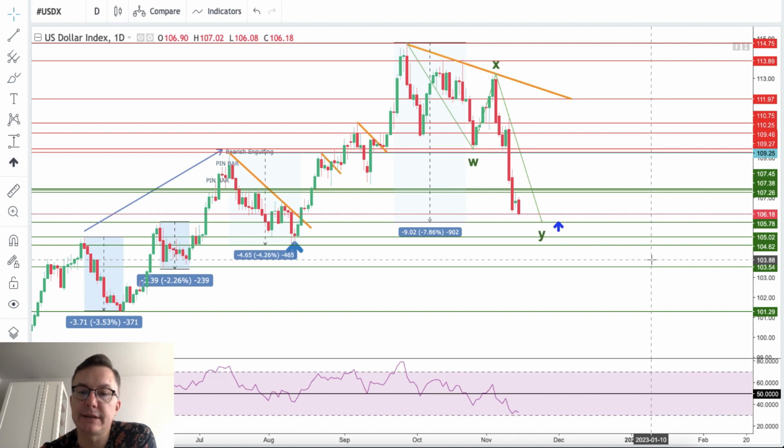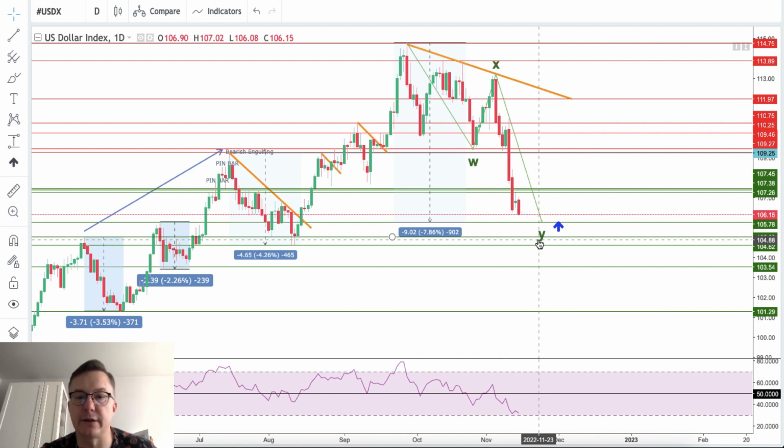So it is not that certain that at one of these levels the potential for the termination of the correction is still great. However, it might not be that easy. So please keep an eye on the US dollar index.